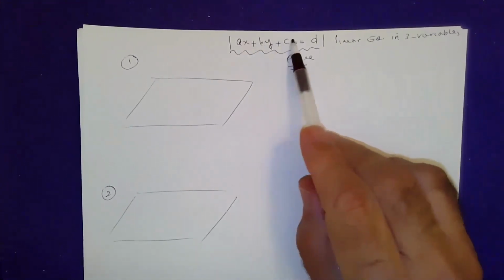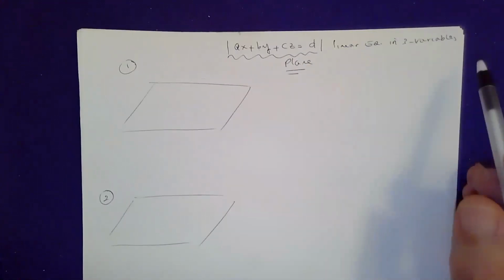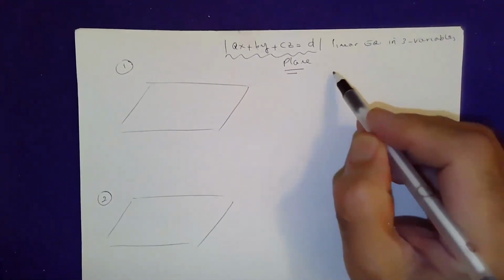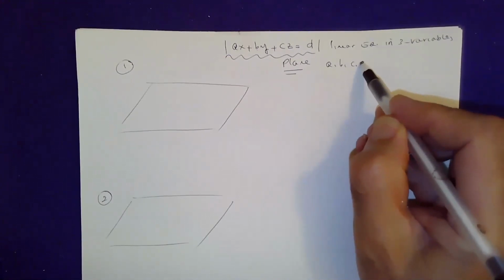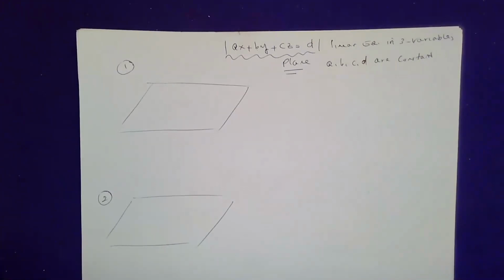Even if two of these variables are missing, the graph is still a plane. We talked about that last time. However, keep in mind A, B, C, D are constants. So that's called standard form.